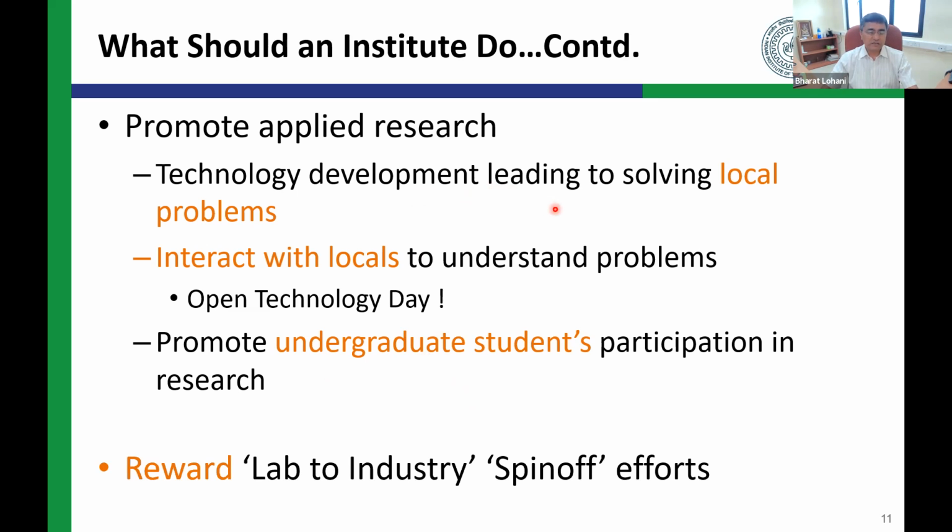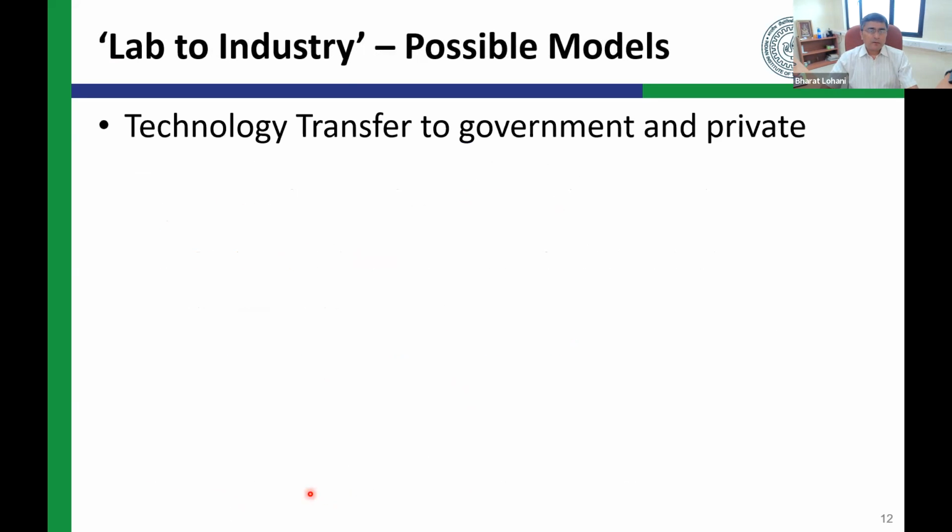to promote this research. And of course, any lab-to-industry or spin-off efforts should be rewarded by the institute. This is simple.